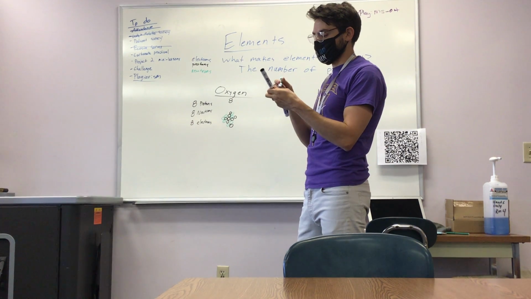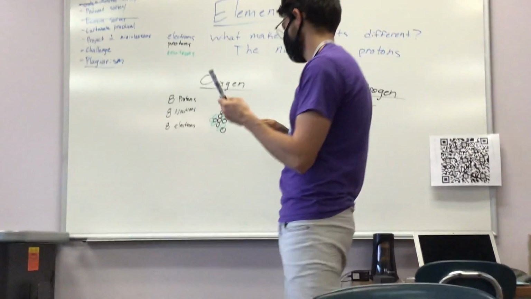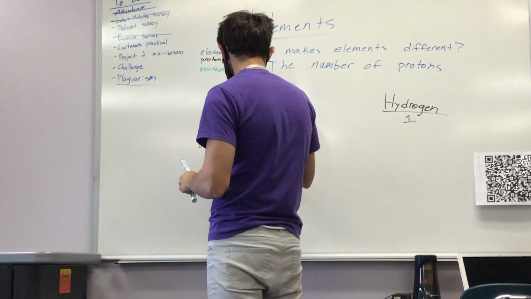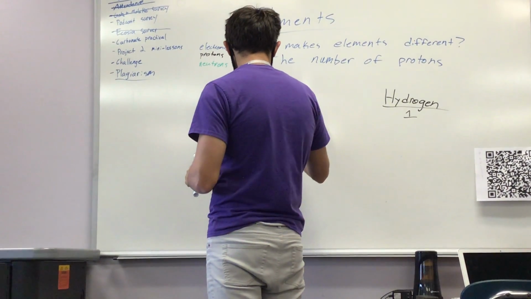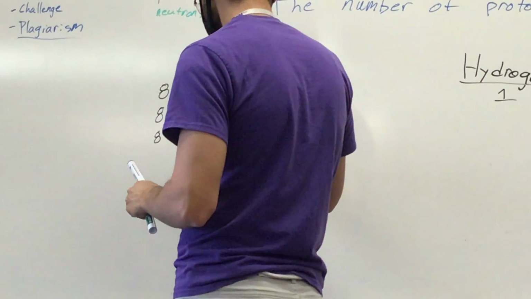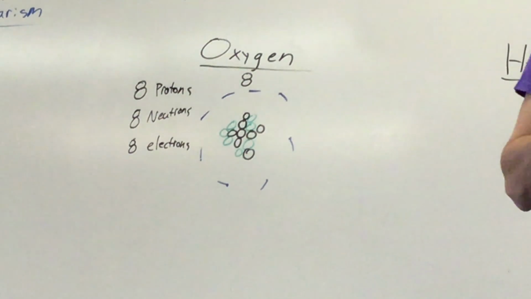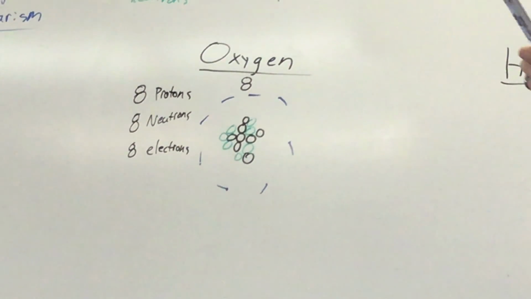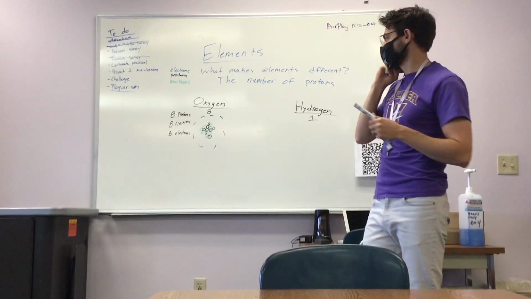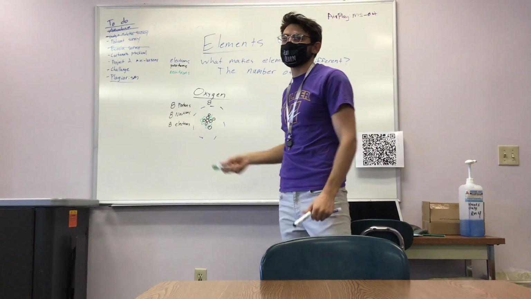And then how many electrons? 8. That's exactly right. 1, 2, 3, 4, 5, 6, 7, 8. And I draw these little lines to show that they're flying around the outside of the nucleus. So that is what an oxygen atom looks like.